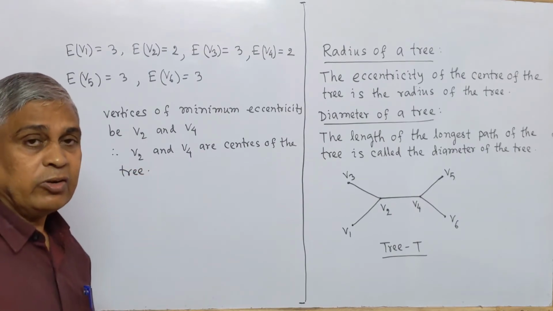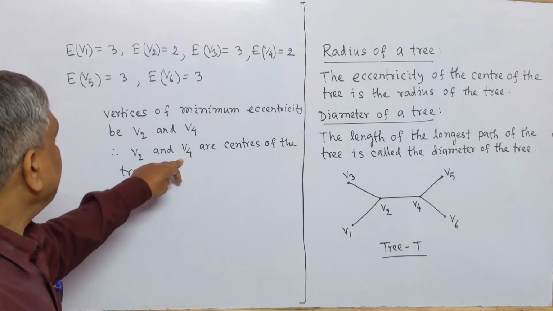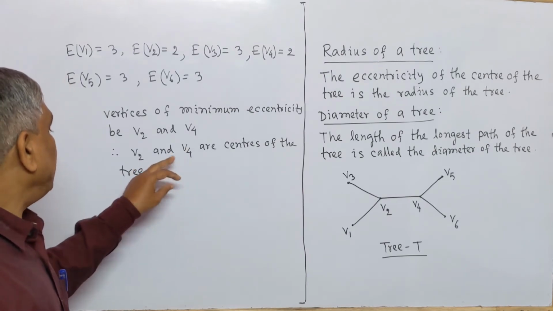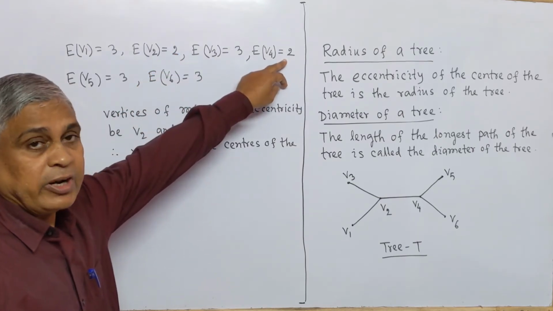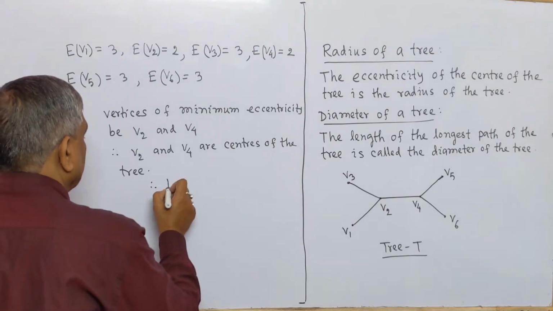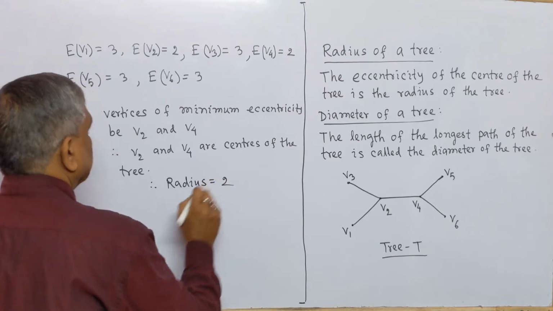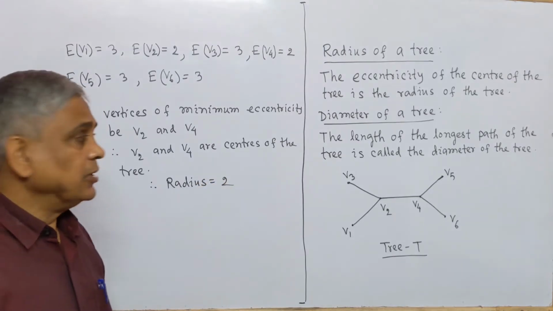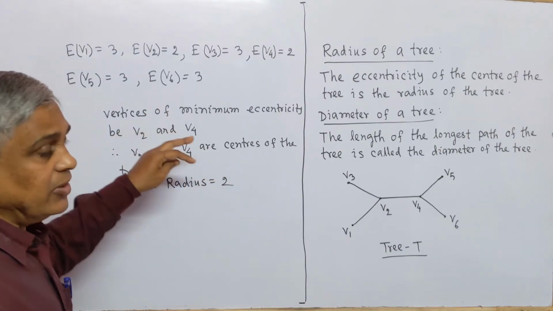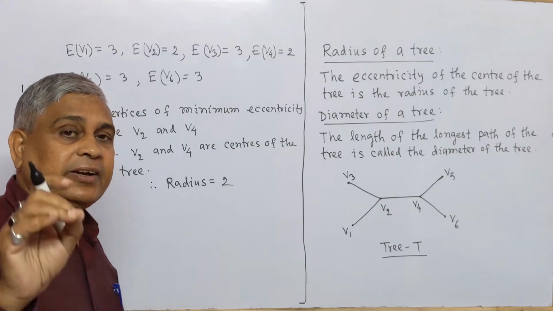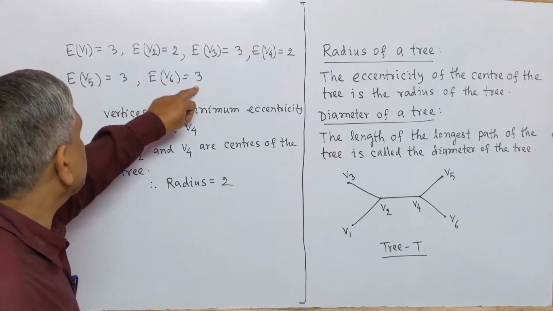Here we get more than one center, and eccentricity of the center be 2. Therefore, radius equal to 2, and the length of the longest path, that is maximum eccentricity, is 3. Here 3, here 3, here 3.